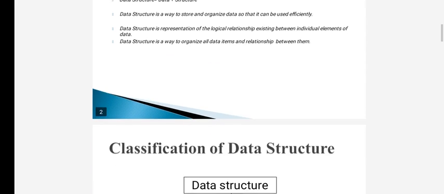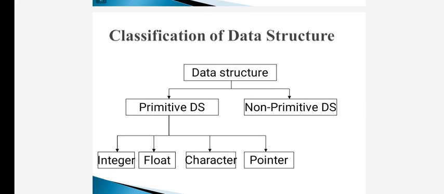Now we will discuss classification of data structure. Data structure can be further classified into two subcategories. One is primitive data structure and another one is non-primitive data structure. Primitive data structure can be further divided into subcategories like integer, float, character, pointer, string, etc.